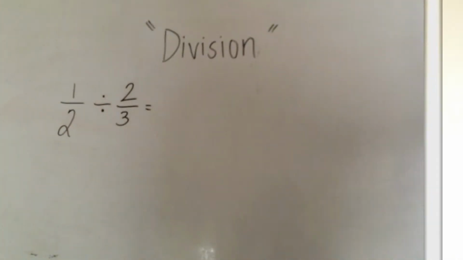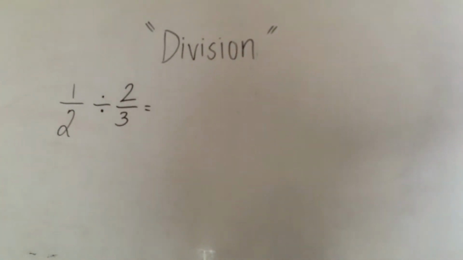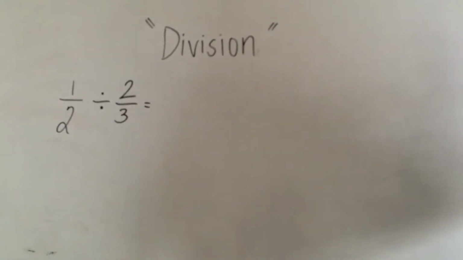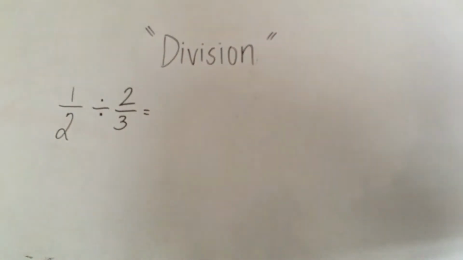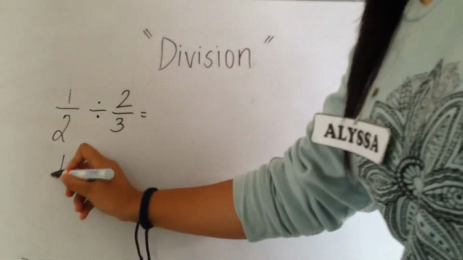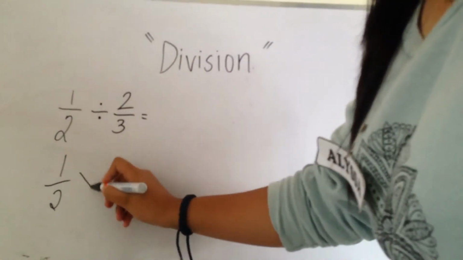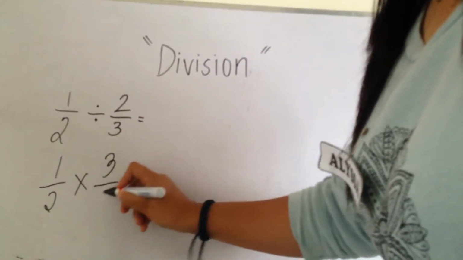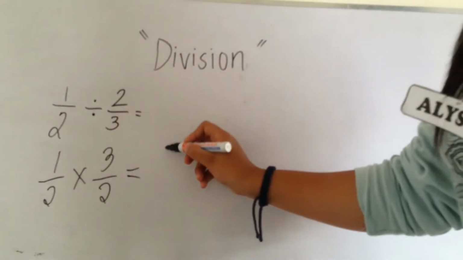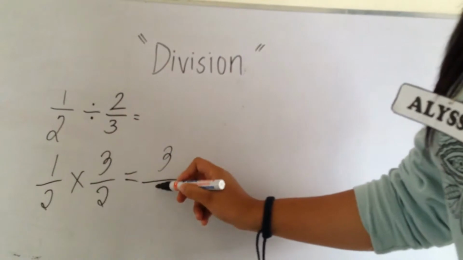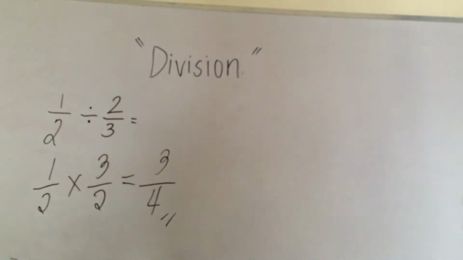The last fundamental operation on fractions is division. In dividing fractions, first you have to reciprocate the divisor, then multiply the fractions. For example, 1/2 divided by 2/3. So first, we need to reciprocate the divisor, then multiply the fractions. So in here, our divisor is 2/3. So it will become 1/2 multiplied by 3/2. Then multiply the fractions. 1 times 3 is equal to 3. Then 2 times 2 is equal to 4. The final answer is 3/4.